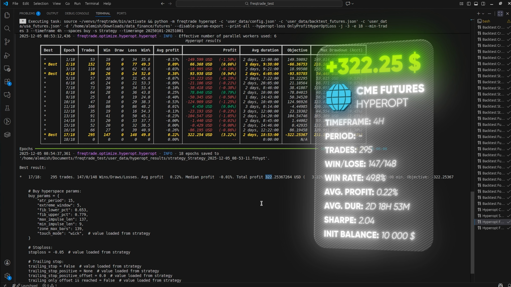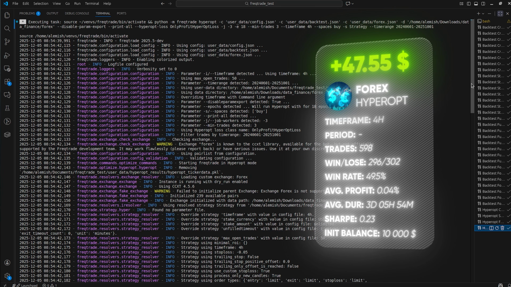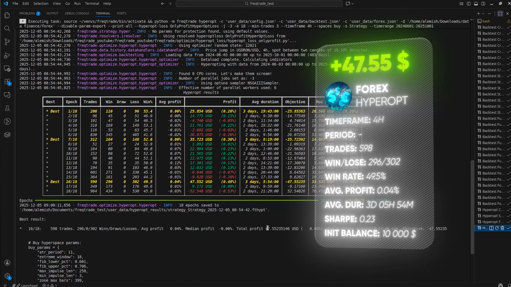Next, stocks market 2 hours time frame. And this time our profit is $158. It's not as much as in crypto market, but still it's profitable. Next, futures market 4-hour time frame. And this time our profit is $322, also not impressive. And finally, Forex market 4-hour time frame. And this time our profit is only $47. That's not much at all, but it's still better than without optimization.